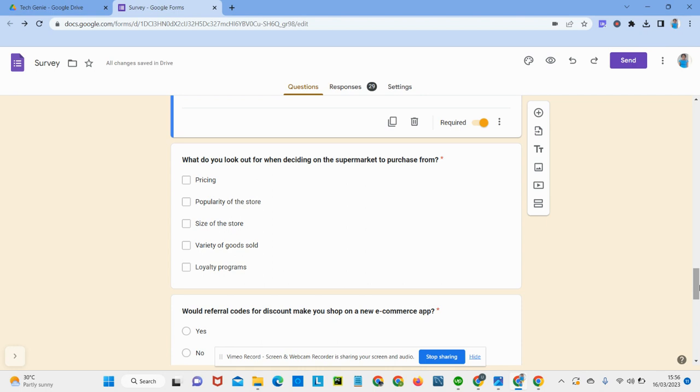Another thing is size of the store. Some people also want to go to a store that is big because they feel like, oh, because the store is big, it means they know what they are doing and their things might be good and their quality will be top notch compared to maybe a small store.